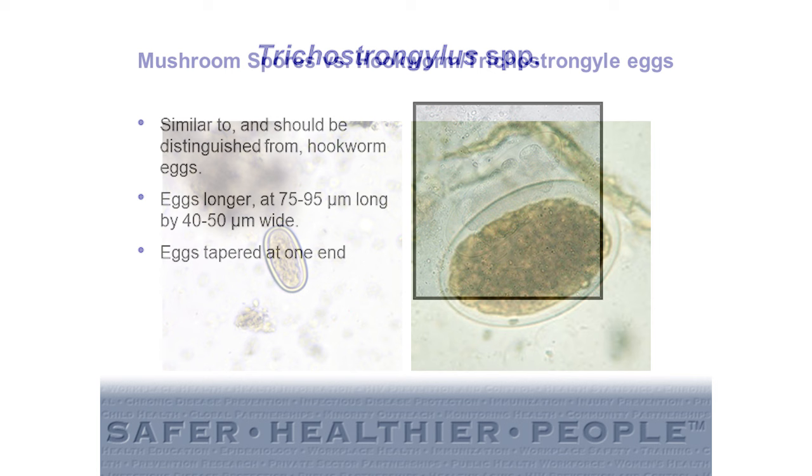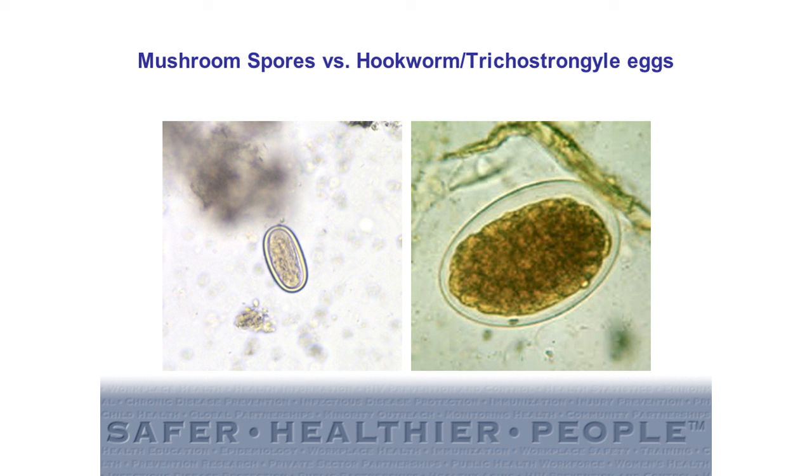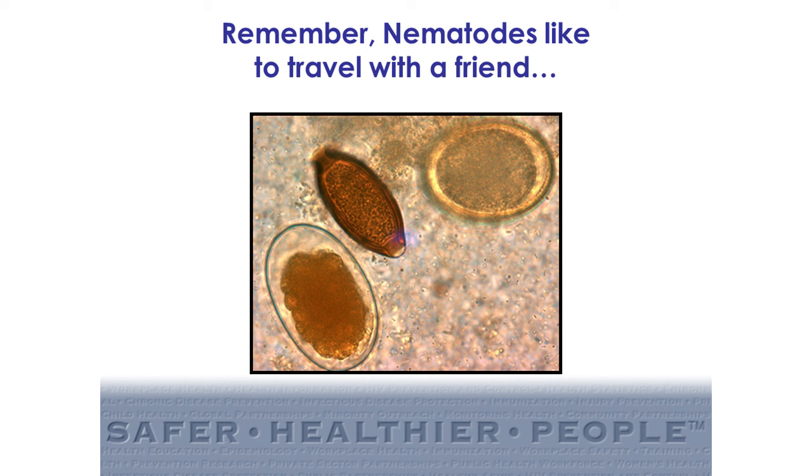Mushroom spores may be confused with hookworm or Trichostrongylus eggs. Here again, size and internal structures are important in distinguishing between them. And as I've mentioned earlier, nematodes like to travel together. You often find co-infections with more than one nematode in an individual. So that is something to keep in mind when you are making stool examinations.